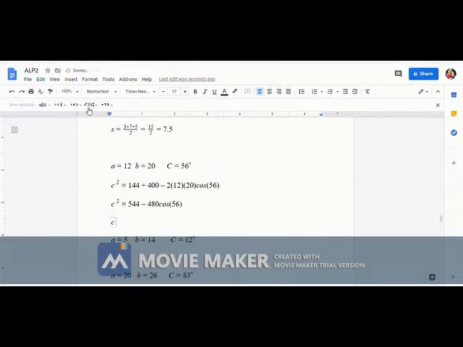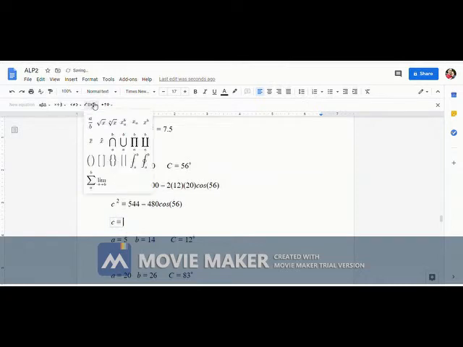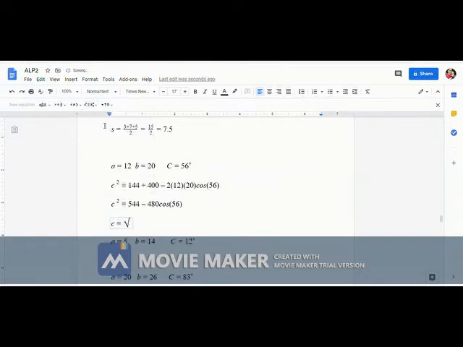So c equals the square root of 544 minus 480 times cosine 56. Okay, and we can punch that into a calculator, and we get c equals 16.6. Okay, and that makes sense. We've got a triangle with sides of 12 and 20 and an angle that's pretty close to 60, so a side of 16.6 is not too far-fetched. I think we got it right there.